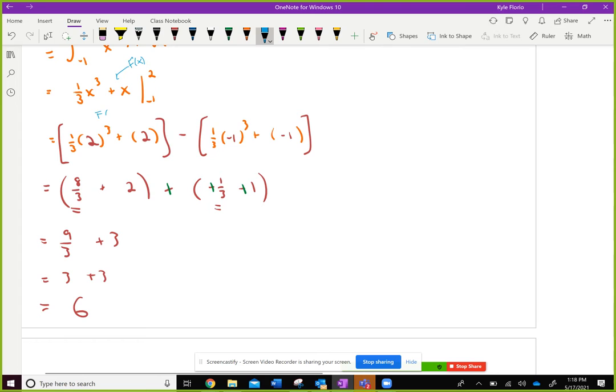So this is kind of like capital F, and this would be F of b minus, and this would be F of a. The FTC.